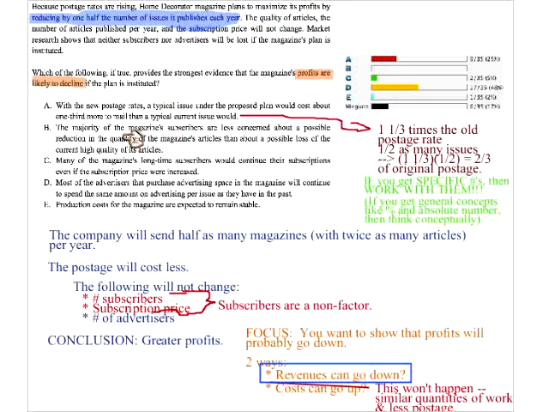Revenues going down. The majority of subscribers are less concerned about, well, that's nice, but it doesn't matter what they're concerned about because there will be the same number of them and they will pay the same price. So therefore, they will not affect profits.